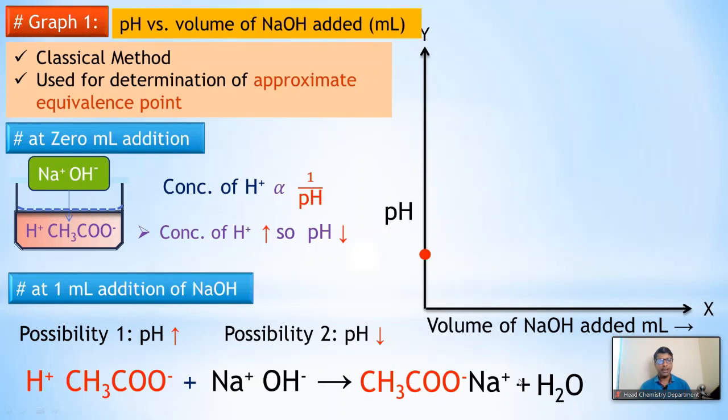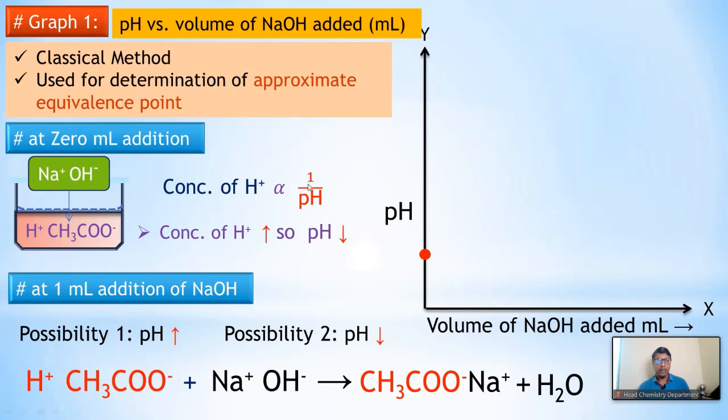So after this addition, what happens? Externally you add Na plus into this. If you observe here, in acetic acid H plus is there. When you add NaOH, this H plus is replaced by Na plus ions. That means the H plus is removed from this and combined with OH minus ion to form H2O, a water molecule. That means the H plus ions are utilized, resulting in a decrease in the concentration of H plus ions.